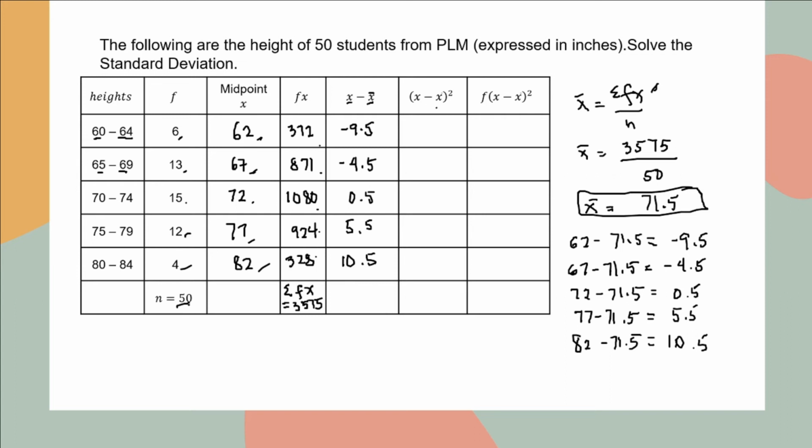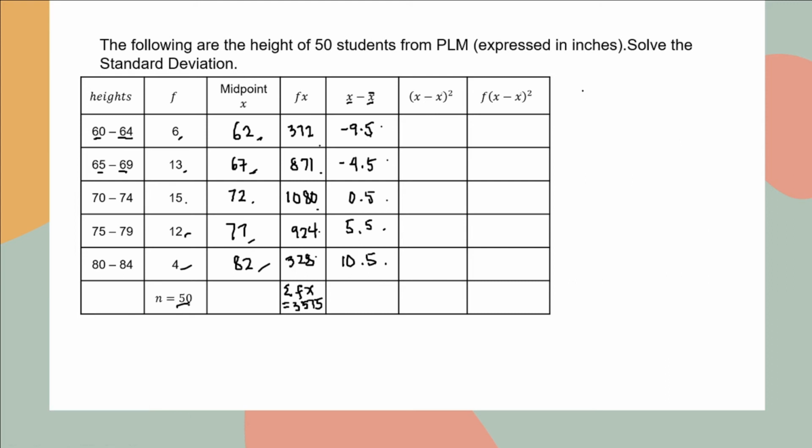Next column is the square deviation. That means you are going to square your answer here. Ibig sabihin, i-multiply mo siya by itself. Kung negative 9.5, multiply by itself. So, burahin muna natin yung mga nakasulat. Okay. So, we have negative 9.5 multiplied by itself, which is equal to 90.25. So, our answer here is 90.25.